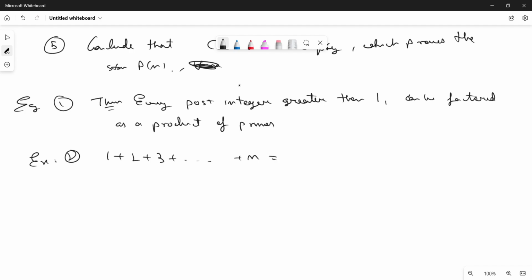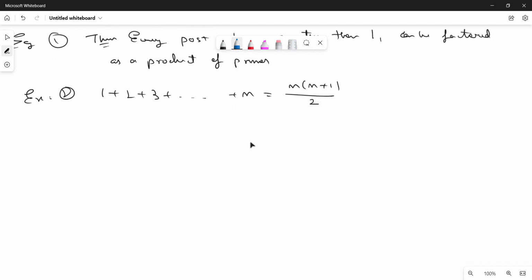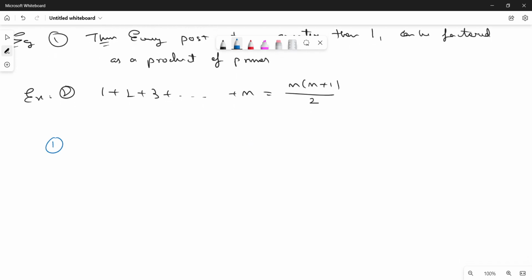I'm giving the exercise here only, that is 1 plus 2 plus 3 and so on till n is n into n plus 1 over 2. Now we have actually proved this using the principle of mathematical induction. Do try to prove it using the well ordering principle. Then we will be able to find the relation between the well ordering principle and the principle of mathematical induction. So I'm proving the first statement here.